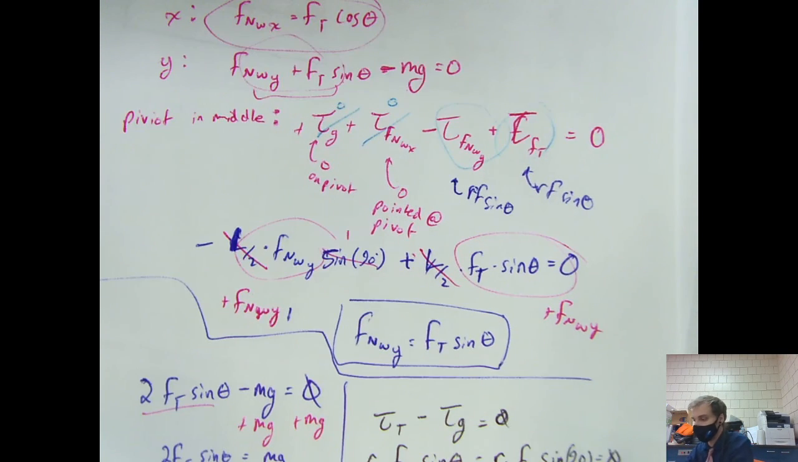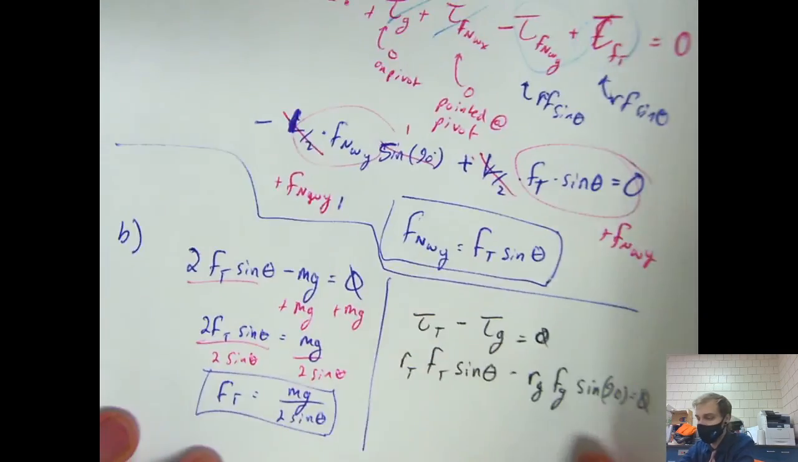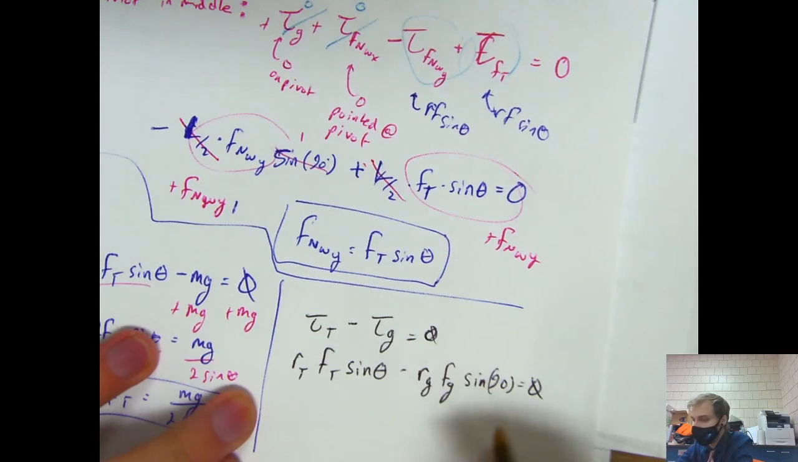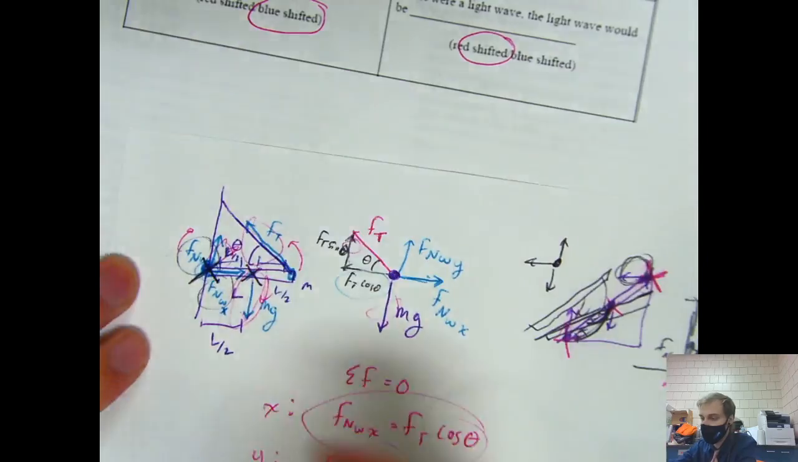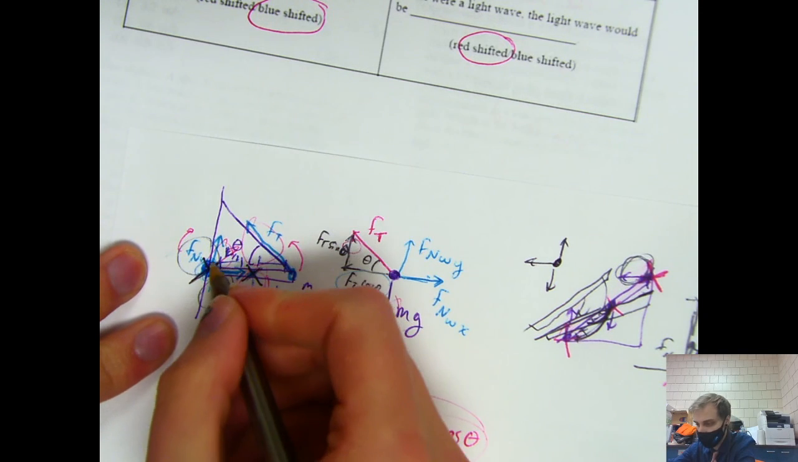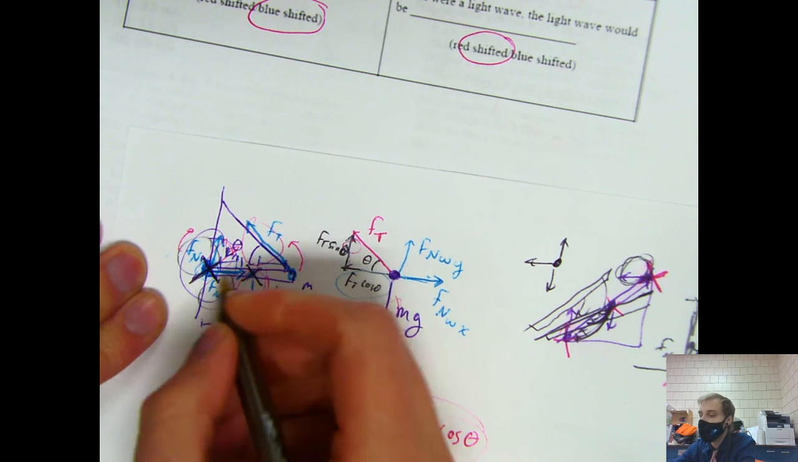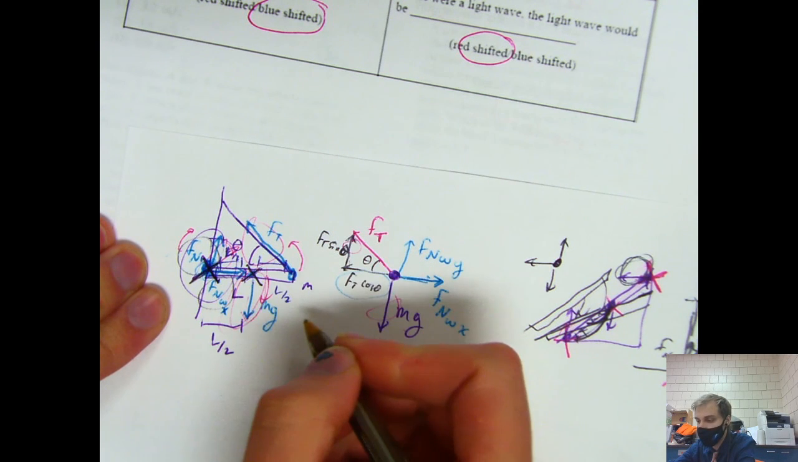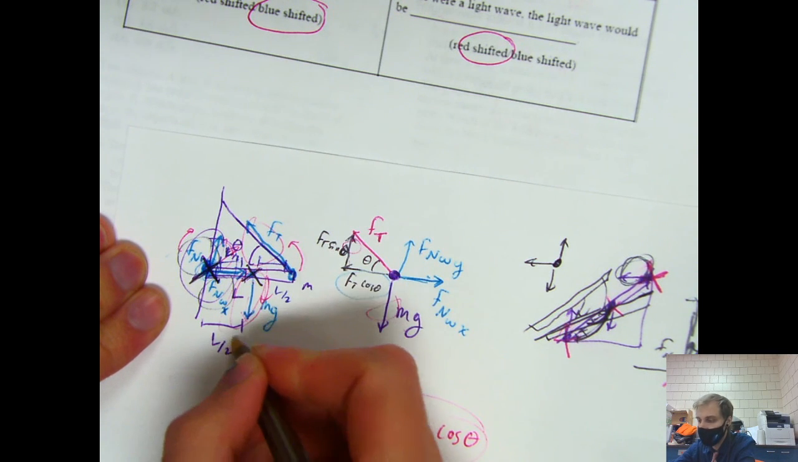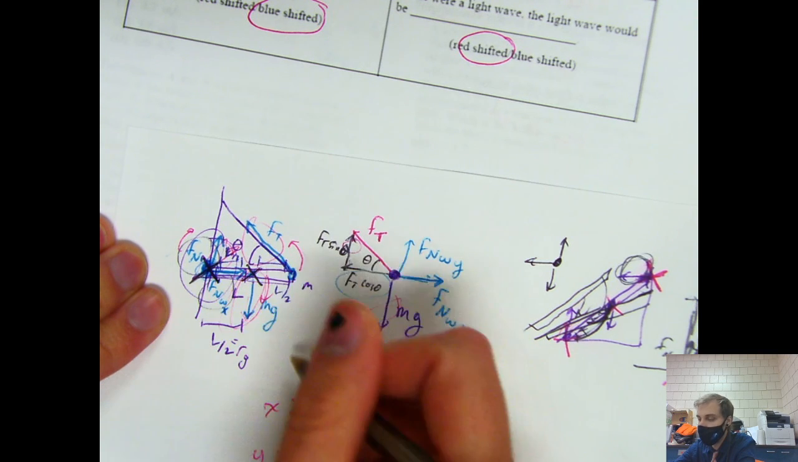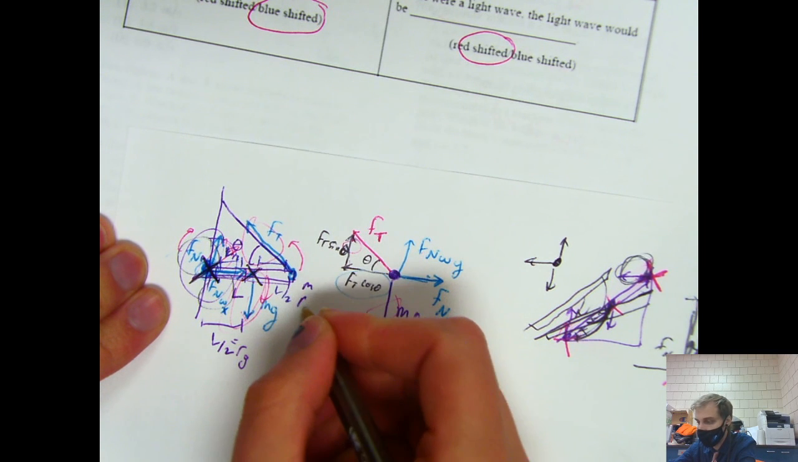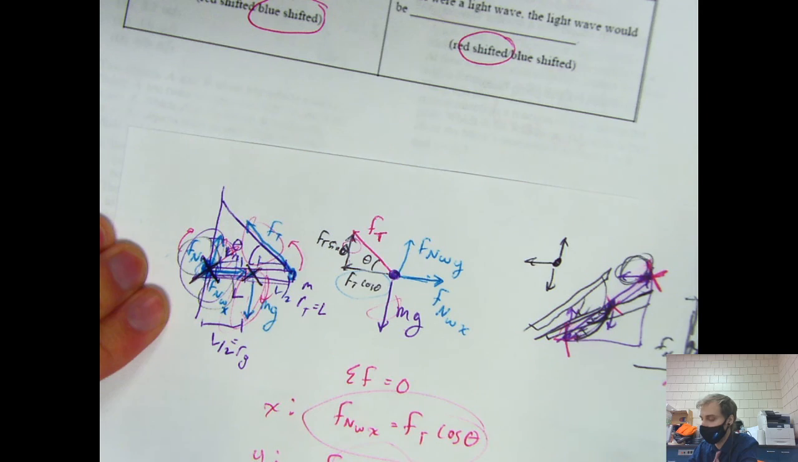Last bit for the math. So looking at our difference in the distance from the pivot, because I can put the pivot wherever I want, and I chose the place that gets rid of the normal force, gravity is L over 2 away from the pivot, so this is RG. The pivot for our tension is just going to be L.